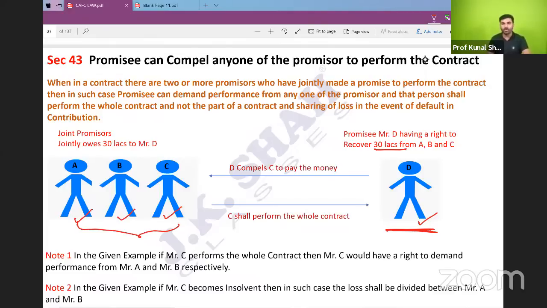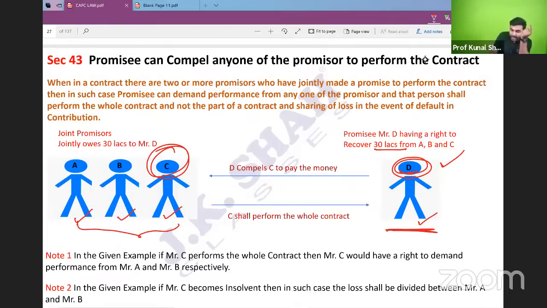Now, 15 days have expired. So after 15 days, can I say Mr. D has a right to demand his 30 lakhs rupees back? Law says, Mr. D, you are a party of rights. You can demand back this money from any one of the promisors. You can compel any one of them to perform the contract. So D said, okay, I'm approaching C. Hey C, perform the contract. Which means C will have to perform the whole contract.